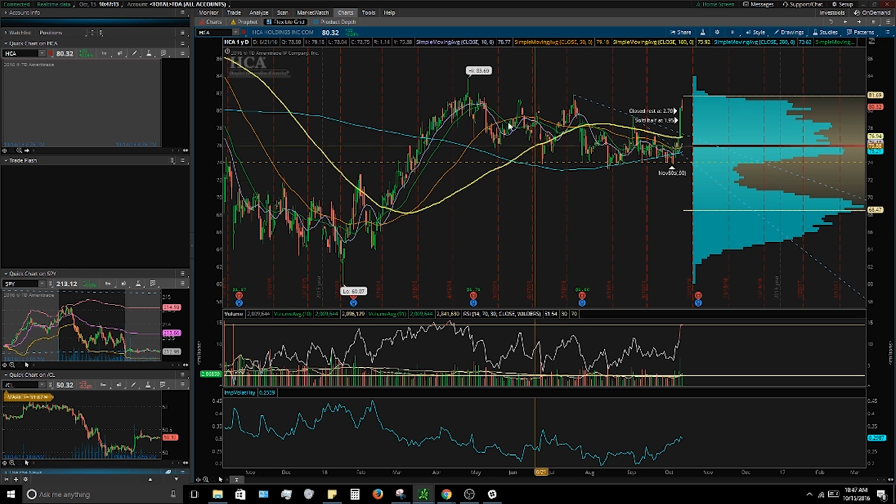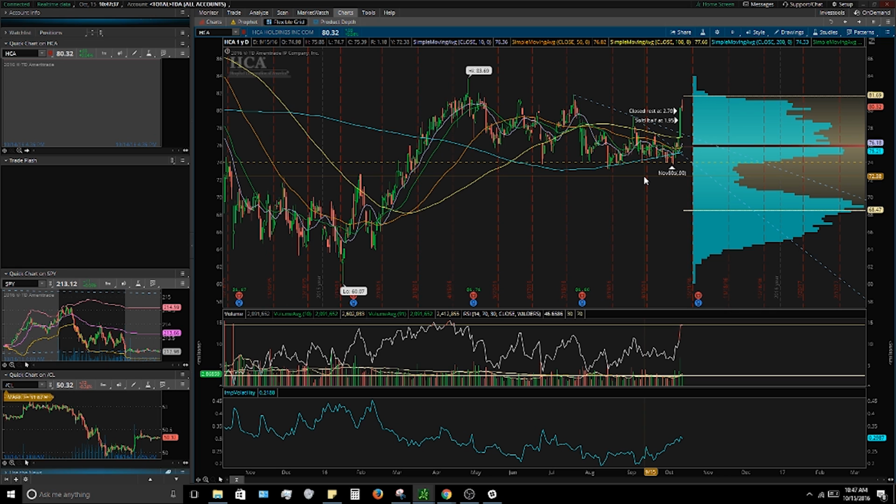I like to look for stocks that are range bound for a good amount of time. Looking at the stock here, it's stayed above the $74 level, this price level here, for a good amount of time. And if you look at the volume profile, this is where it's been accumulating most of its volume. It's at the lower end of the bell here, so it has a good amount of room to move up within its range.